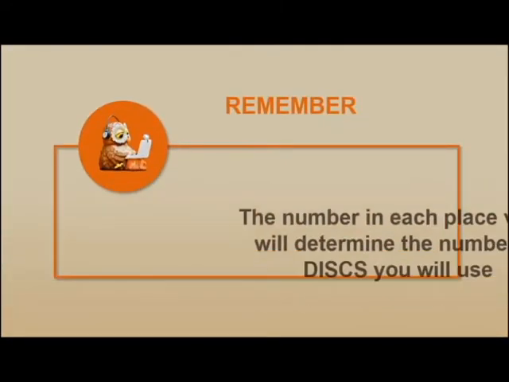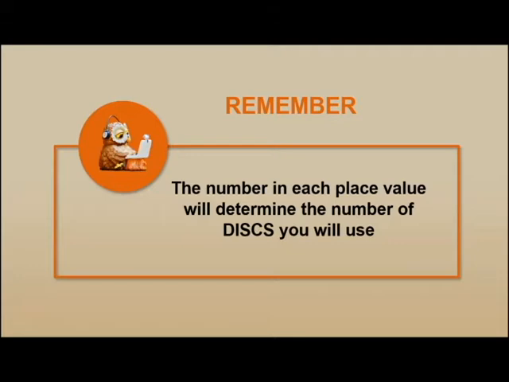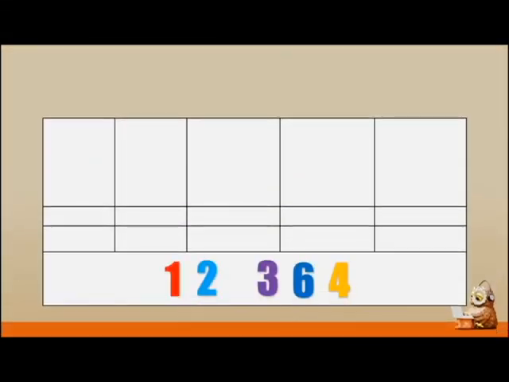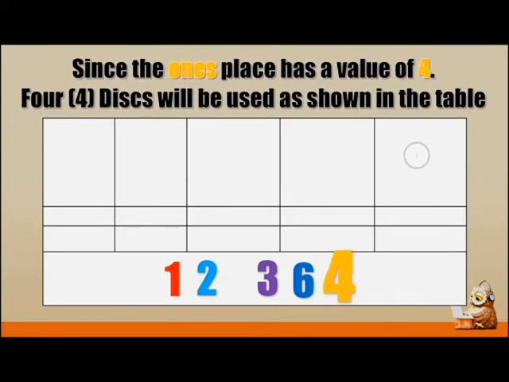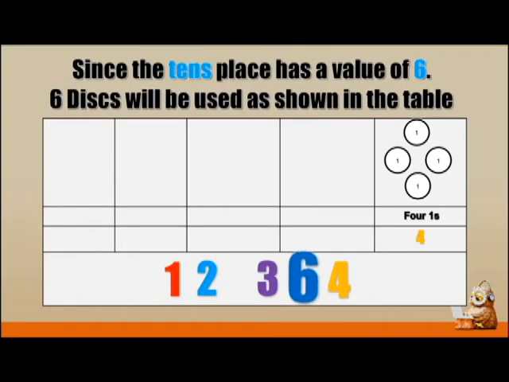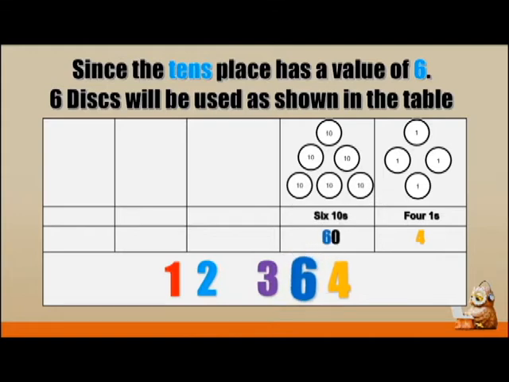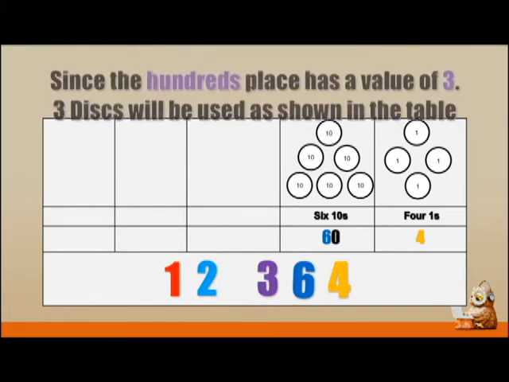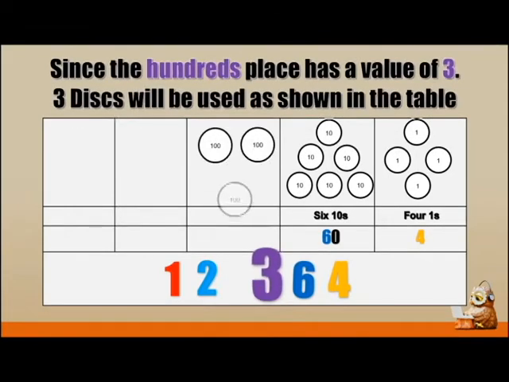Remember, the number in each place value will determine the number of discs to be used. Let me explain how it will be done. In the number 12,364, the number in the ones place is 4, therefore 4 discs with a mark of 1 will be used. Six is in the tens place, therefore 6 discs with a mark of 10 will be used. 3 is in the hundreds place, therefore 3 discs with a mark of 100 will be used.